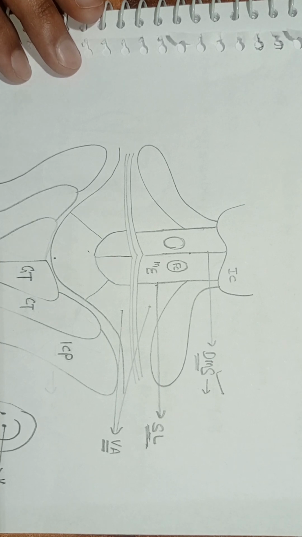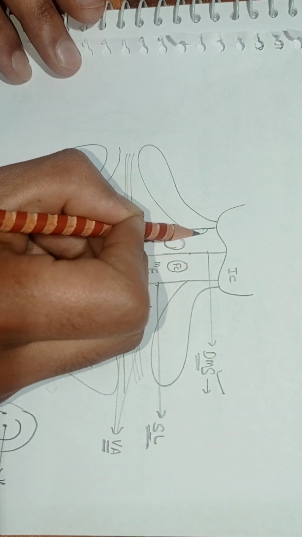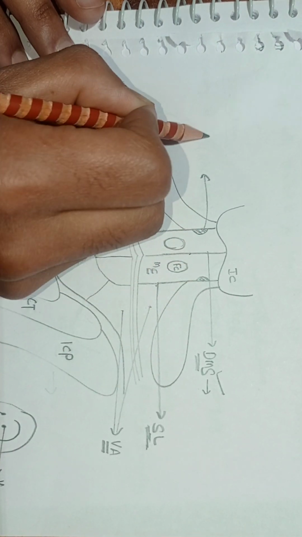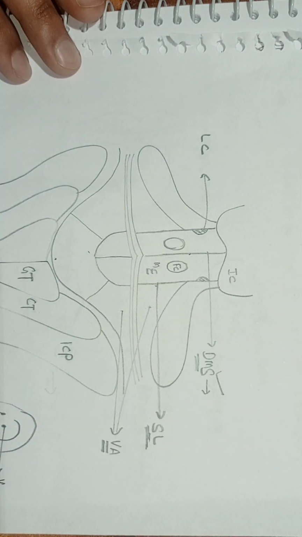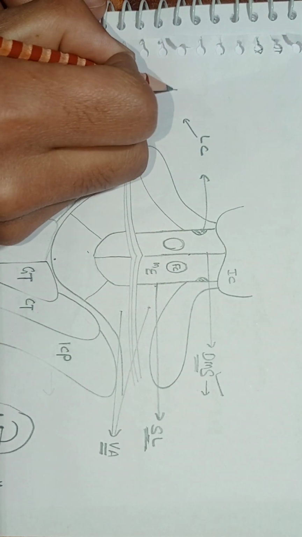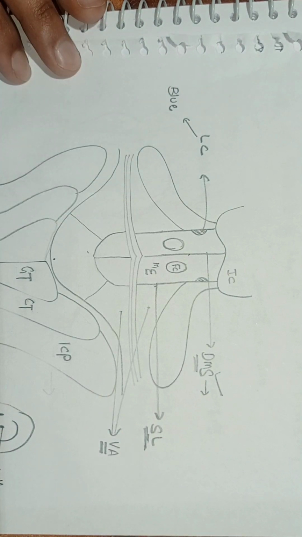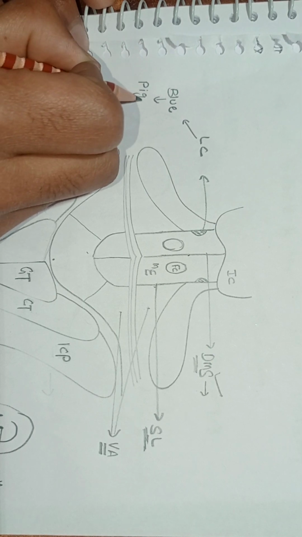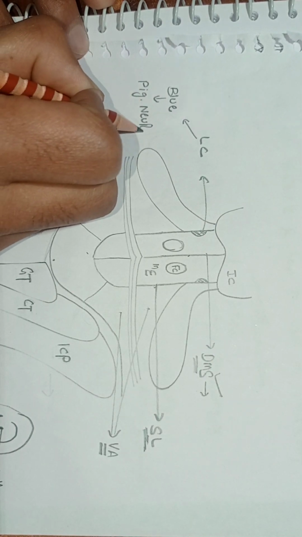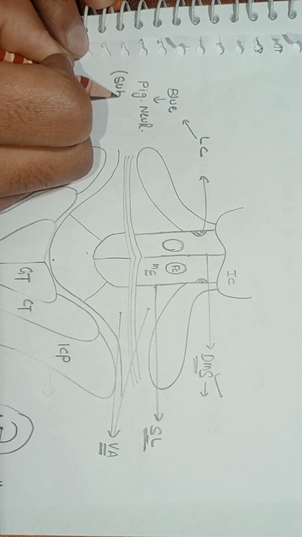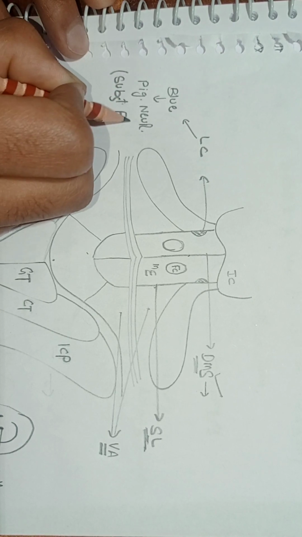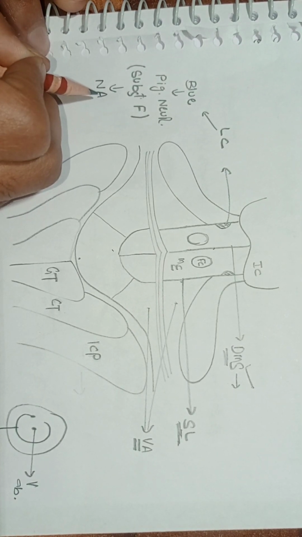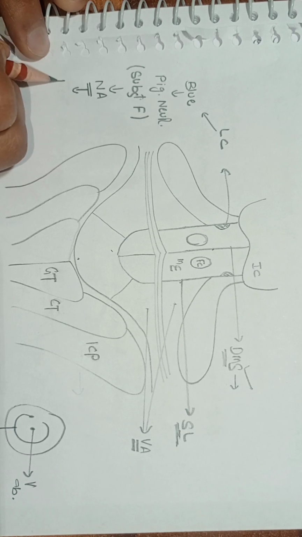Another structure that's present in the floor of the fourth ventricle is this area right here, that shaded portion. It's called locus ceruleus. This locus ceruleus is blue in color. Why is it blue in color? Because of pigmented neurons, which constitute substantia ferruginea. They secrete noradrenaline, which helps in paradoxical sleep.